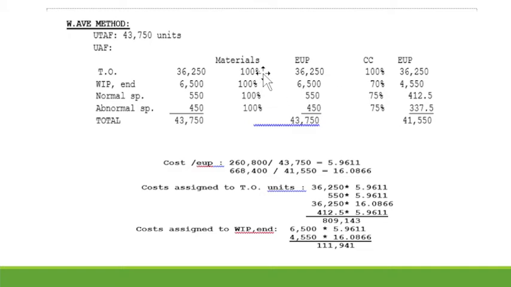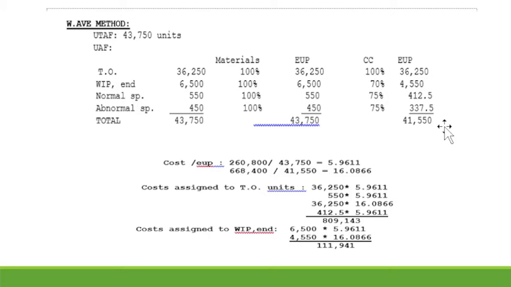Kaya 100% yan parehas. So therefore, ang EUP mo as to the conversion cost sa transferred out ay 36,250. Sa WIP ending, 4,550. That is 65 times 70%. The normal spoilage and abnormal spoilage multiplied to 75% is 412.5 and 337.5. So, i-add mo lahat yan, 41,550 ang EUP as to conversion cost.